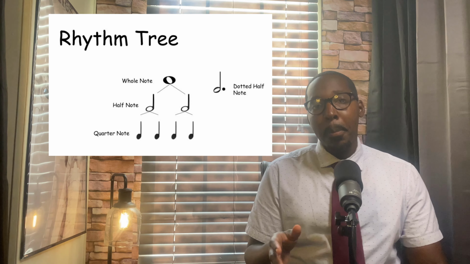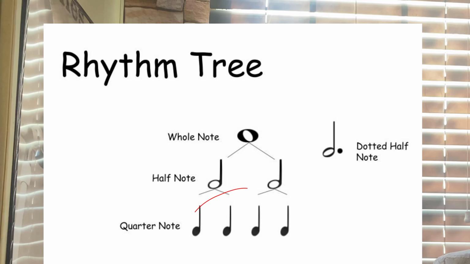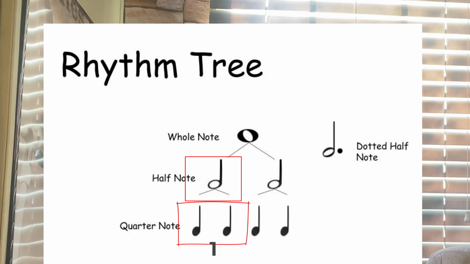All right, now let's take this a step further because I really want you to get this. Looking at this tree, starting at the bottom, you have 4 quarter notes. Only focus on the left side. If you look at the left side, you have 2 quarter notes. We can call those 1 and 2, but if you go right above that, you have a half note. You have 2 quarter notes branching off of that half note. A quarter note is worth how many beats? 1. A half note is worth how many beats? 2. Notice how 2 quarter notes fit inside of that 1 half note.